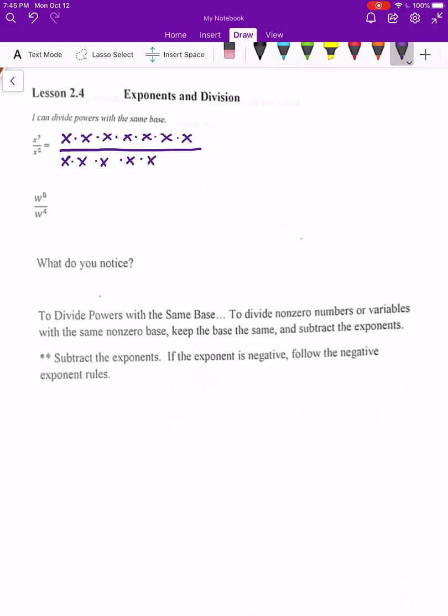Now, what happens when you have x over x? All right, maybe you're not sure. What would happen if I had 6 over 6? You did this in the fraction world. If you have 6 over 6, it's equal to what? It's equal to 1. So if I had x over x, what do you think it's equal to? Hopefully you said 1, because it is.